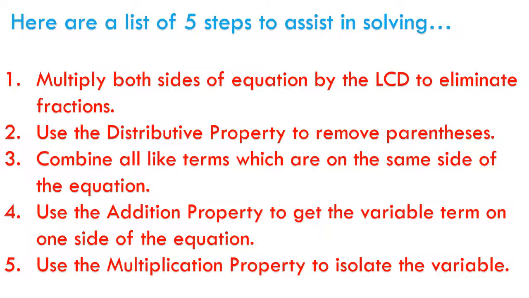2. Use the distributive property to remove any parentheses in the equation. 3. Combine all the like terms which are on the same side of the equation. 4. Use the addition property to get those variable terms on one side of the equation. And 5. Use the multiplication property to isolate your variable.